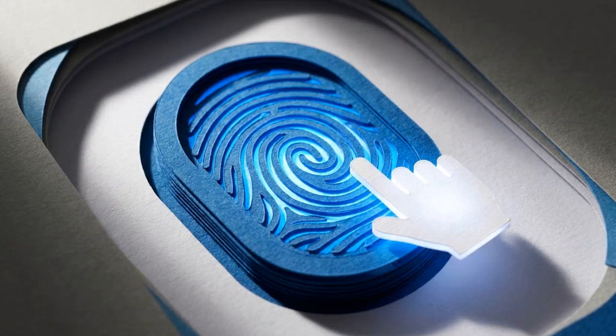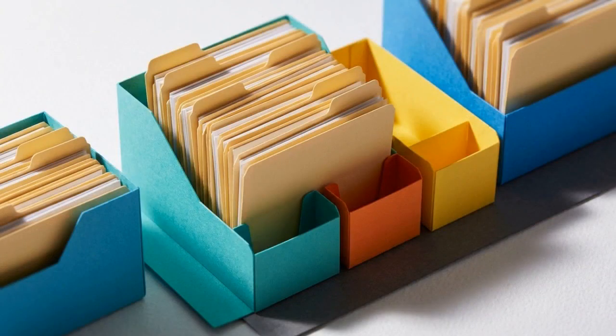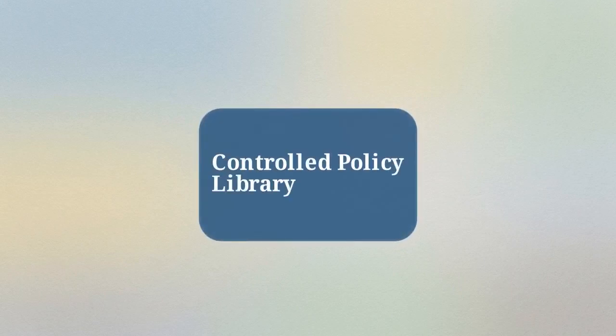True accountability starts at the login screen. Without secure individual identities, the integrity of all your subsequent regulatory evidence is in question. Step 2 is organizing all of the evidence. We build a controlled policy library inside SharePoint.